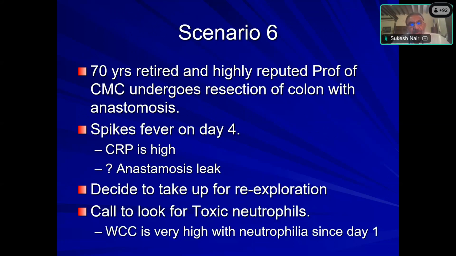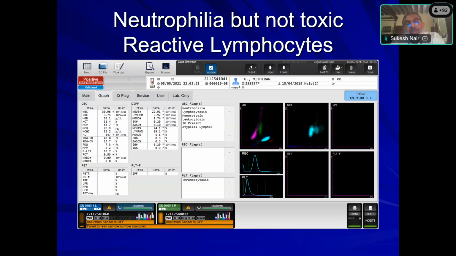He spikes fever on day 4. The CRP is high. Obviously, one diagnosis, anastomotic leak. Anastomotic leak basically means re-exploration. Exploration means high morbidity. And if you don't take for re-exploration, mortality is 100%. So anyway, they decided to take for re-exploration. But again, my surgical ICU consultant said, can we look for toxic neutrophils? Let's call Sukesh. So this gentleman has been having a high white cell count for a long time, 30,000.